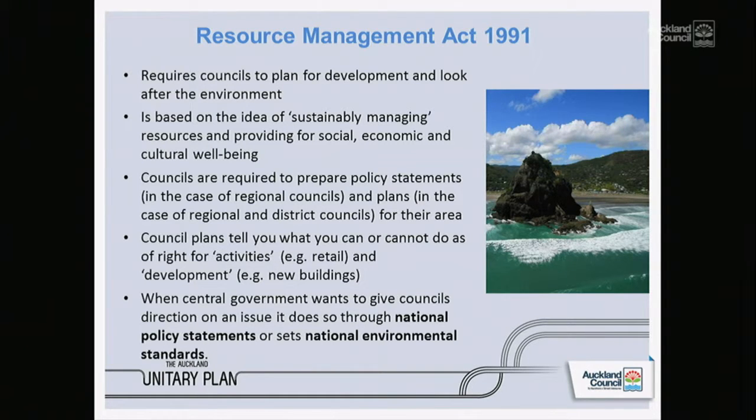So those council planning documents tell you essentially what you can and can't do without a resource consent. They generally talk about activities, things like retail, and they tend to talk about development as well, things like buildings or earthworks. And when central government wants to give some national guidance, they can do that under the RMA through national policy statements, for example, the New Zealand Coastal Policy Statement, or national environmental standards, which are quite prescriptive standards around things like telecommunications cabinets and things like that, that all councils have to essentially adopt or be consistent with.